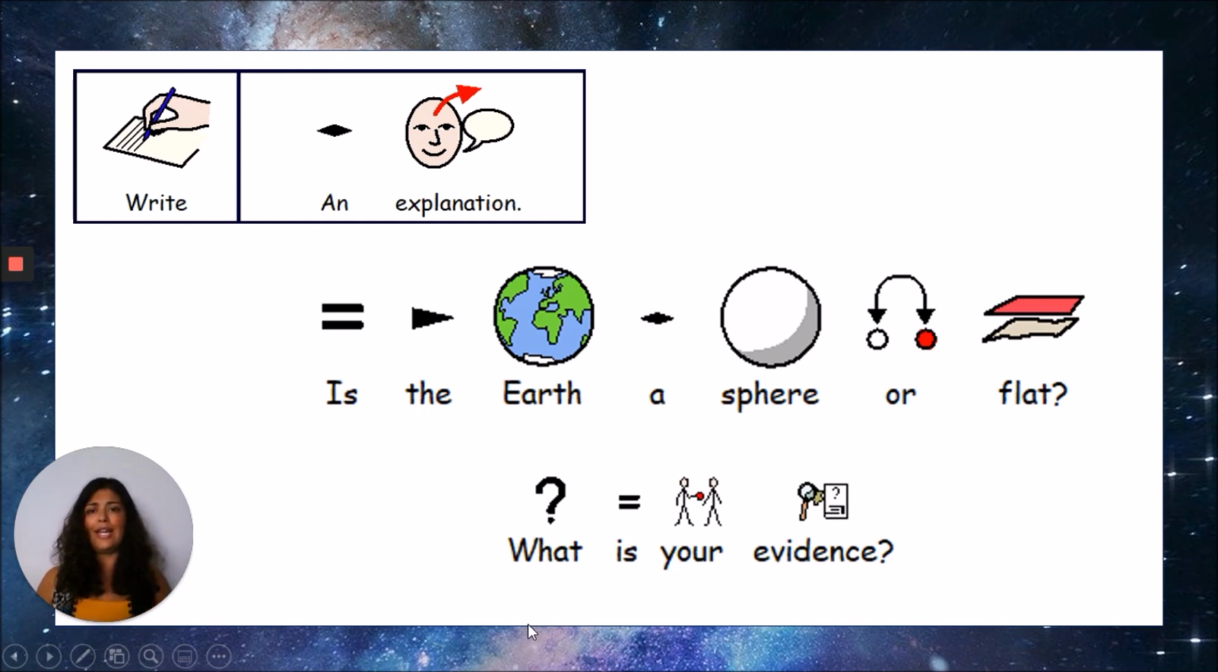So now your task is to write an explanation. Is the Earth a sphere or is it flat? I want you to put in all the evidence you know. So we've looked at 2 different pieces of evidence. See if you can go away and do some research and find more evidence as an extra challenge. Good luck!